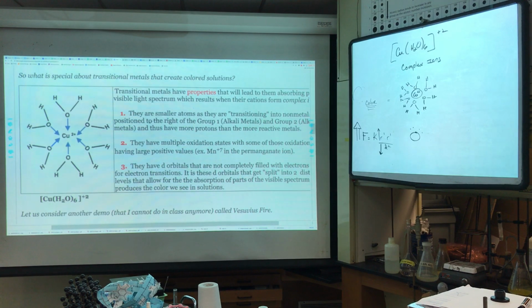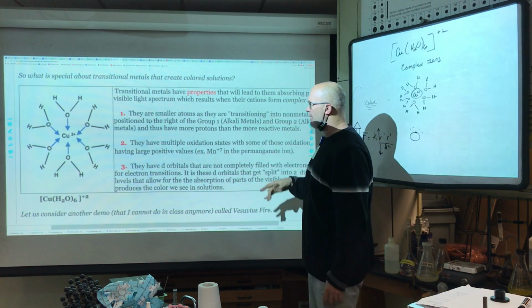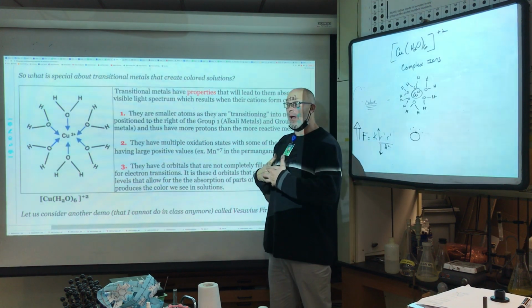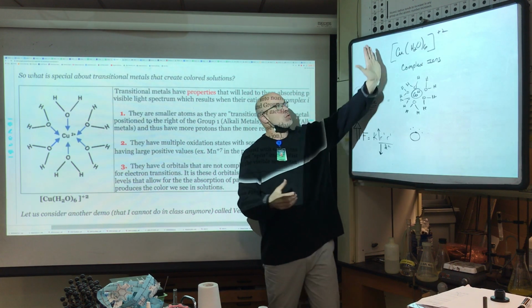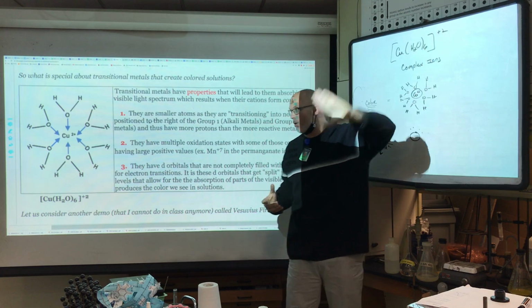So, here is what they have. Transitional metals have properties that leave them absorbing visible light. They're smaller because usually they can lose what? A lot of electrons. Now, copper plus 2, because it's over here with a lot of protons, starts out pretty small. Losing 2 makes it small enough to do this.